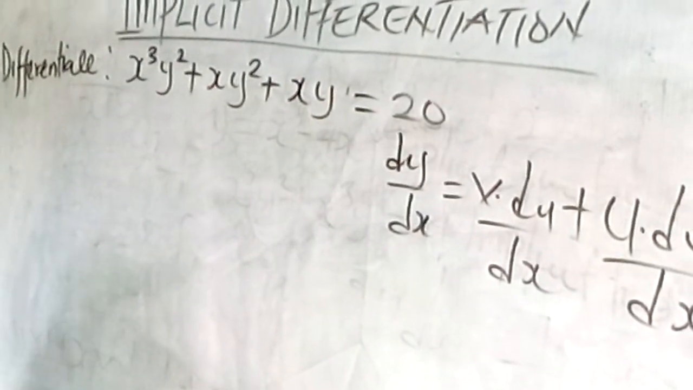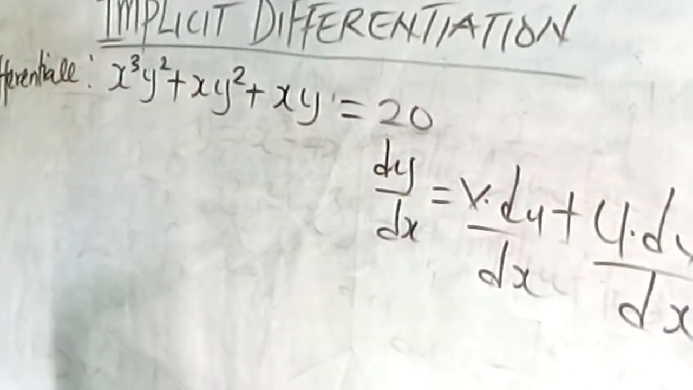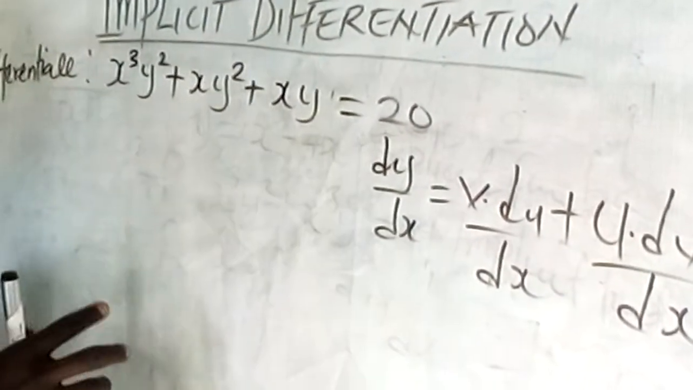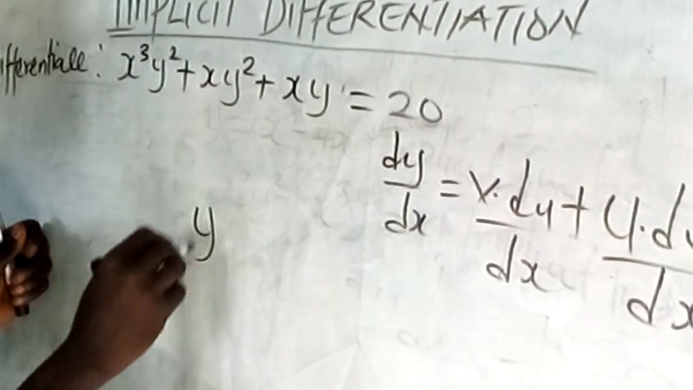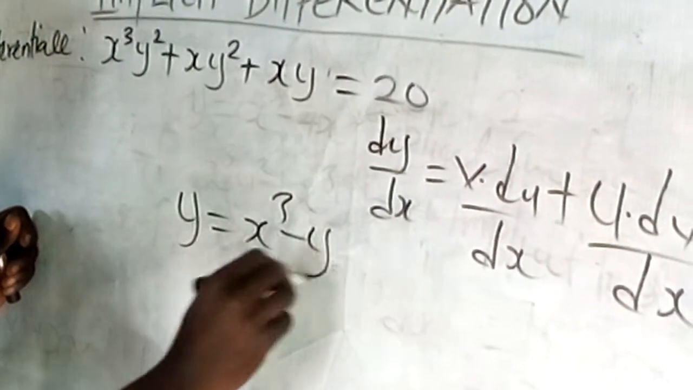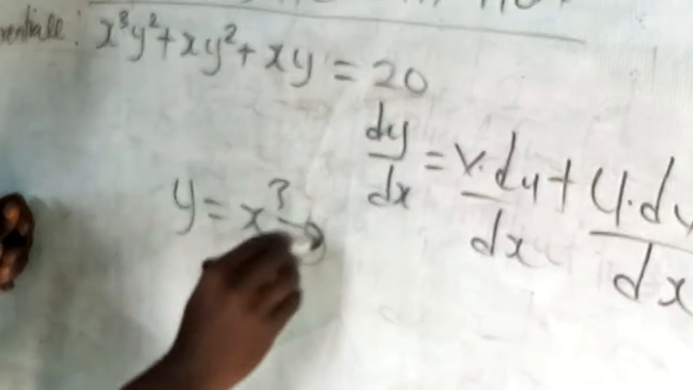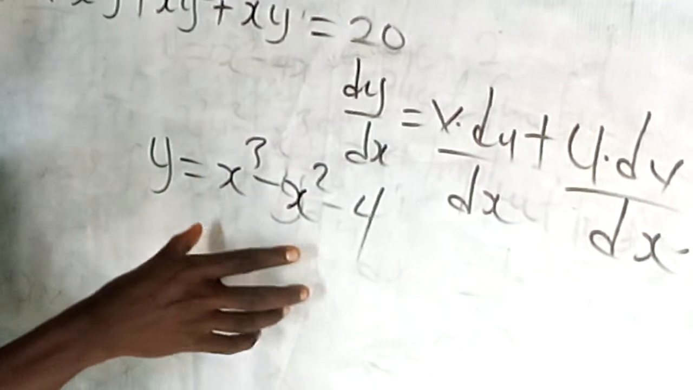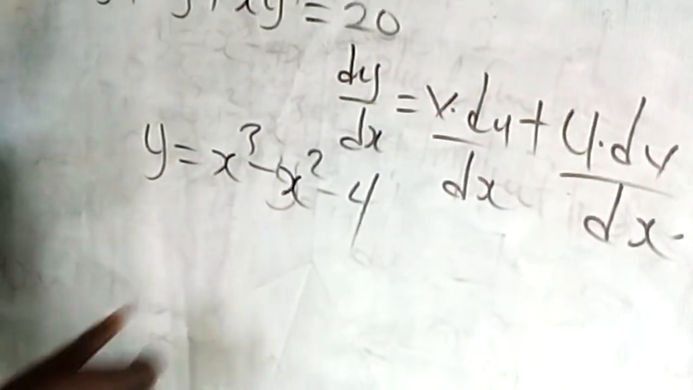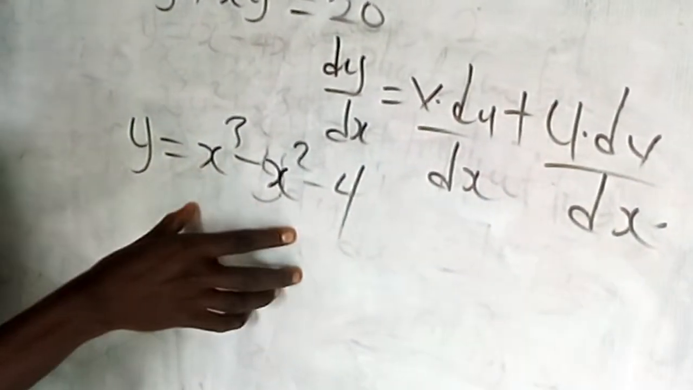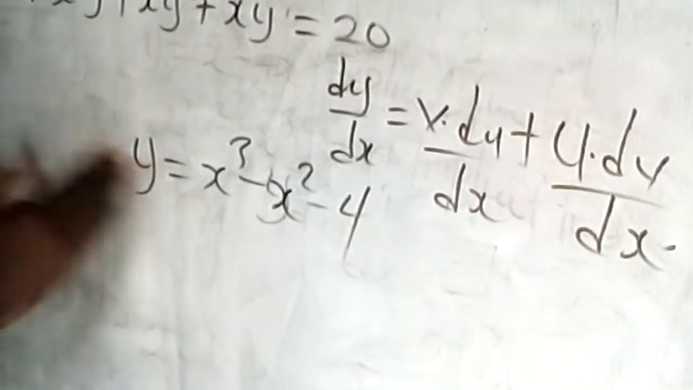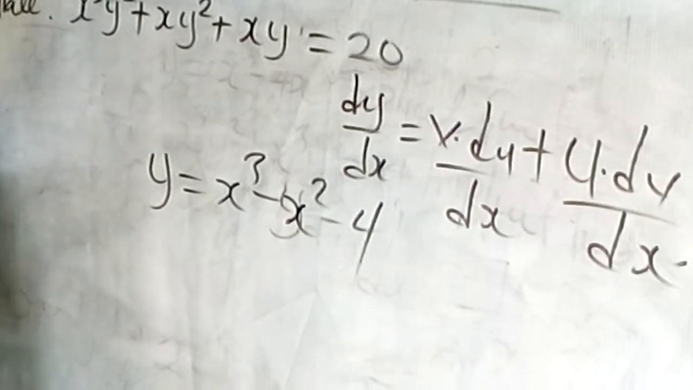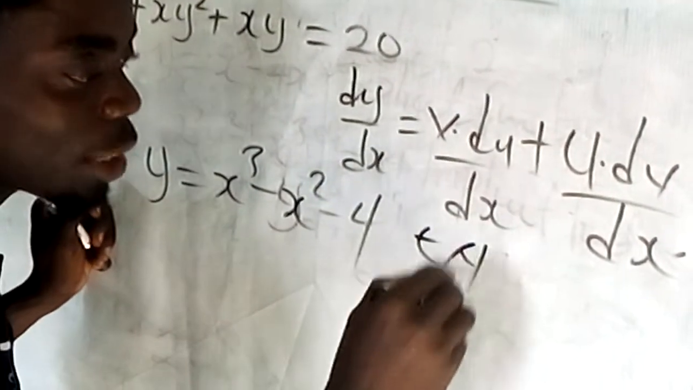Now, I'll be talking about implicit differentiation. You see, when y is distinct from x, if you have a function like this, you have x squared minus 4, for instance. This function is called an explicit function because y is separate from x. You can see this y, this x, so they are separate, so they are distinct. So it is called an explicit function. Explicit.